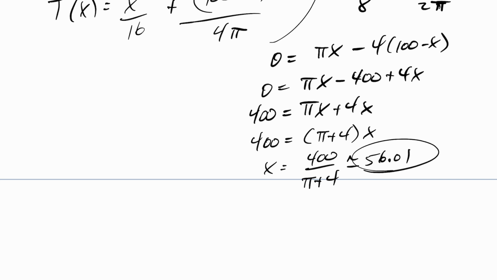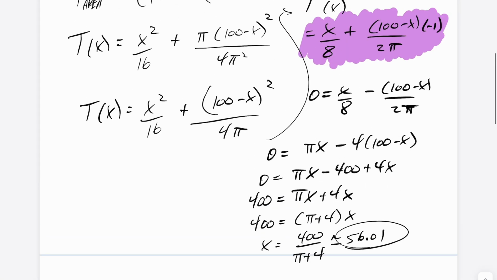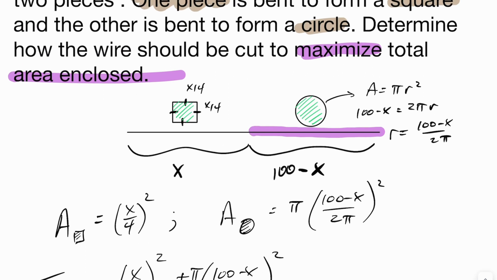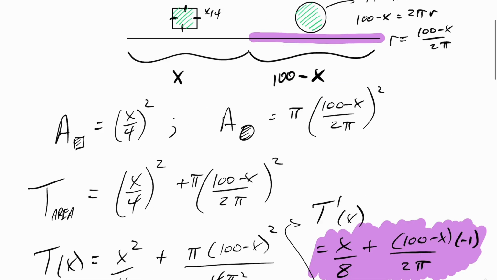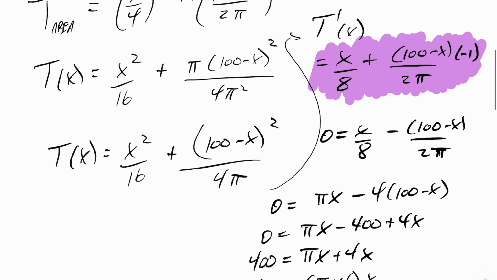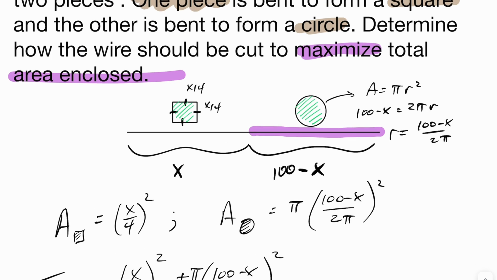So that represents where I'm going to be cutting this rope, this wire, x is going to be 56.01. This is not necessarily my answer. This is just my critical point. This is one of the values here. So I get a single critical point at 56.01. We have to check the endpoints of this situation as well.